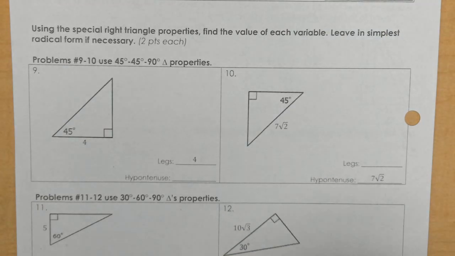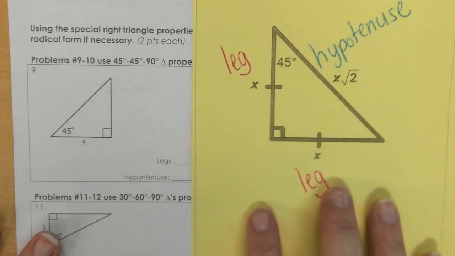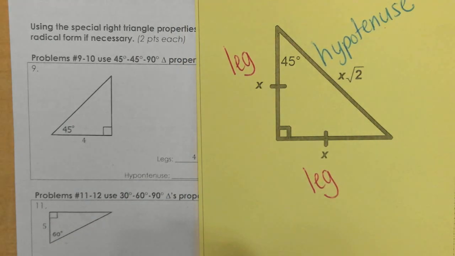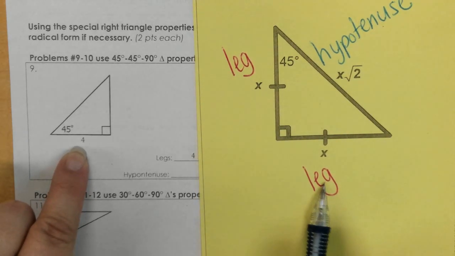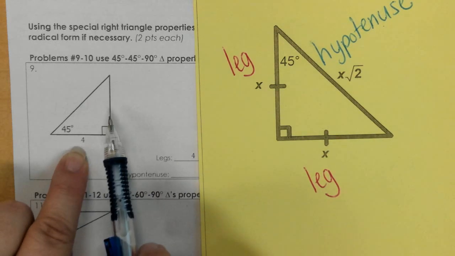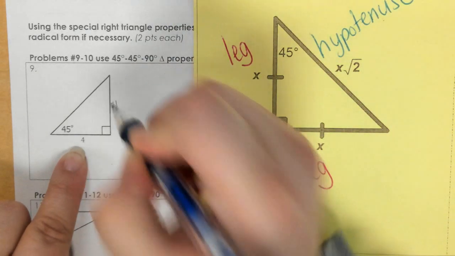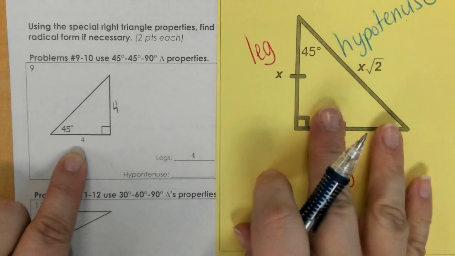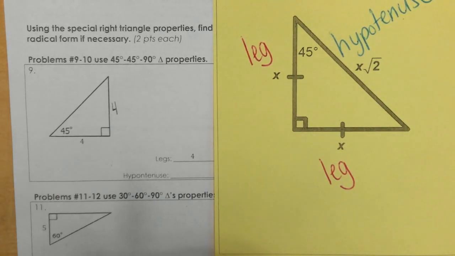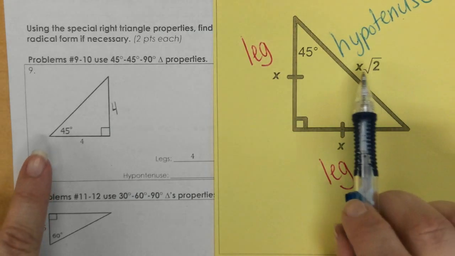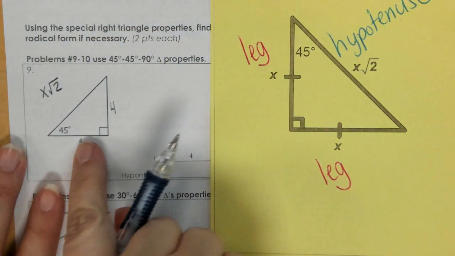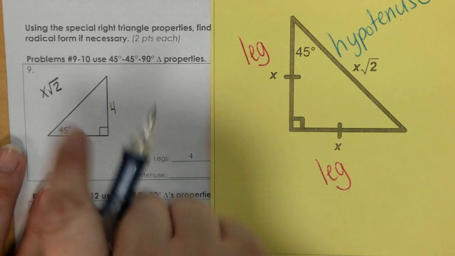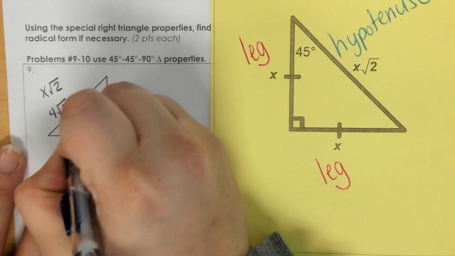So the first one is a 45, 45, 90 triangle. So I see that I'm given a leg of 4. So here's my leg, it's 4. We know that the other leg is the same thing. So both legs are 4. What is the hypotenuse of this triangle? Well, if I look here, I've got to use x radical 2. 4 is the leg, or x, so that means this is 4 radical 2.